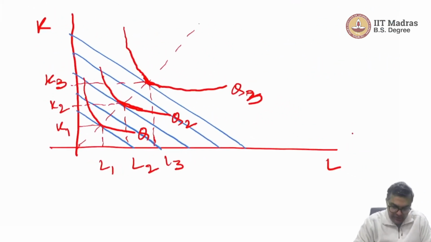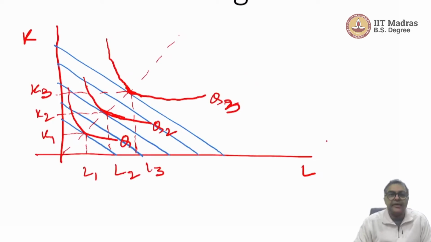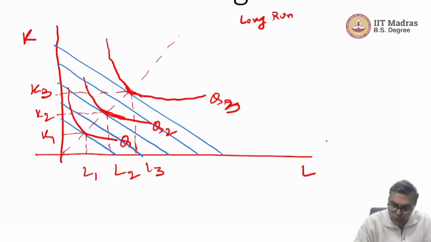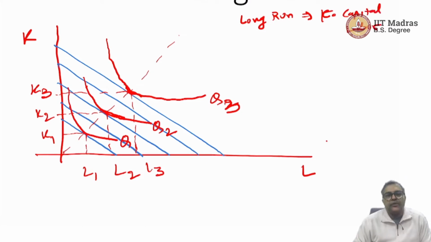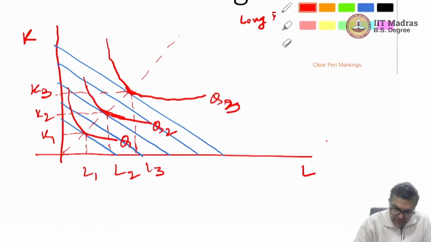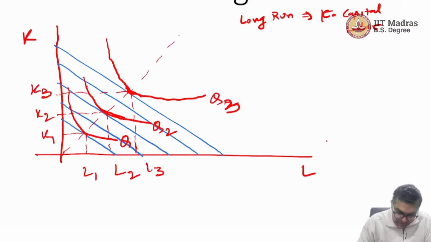Okay, let's make it bigger so that you are able to understand it well. Of course, we are talking about the long run. Why are we talking about the long run? Because we are able to vary both capital and labor. In the short run, we have discussed that we won't be able to vary capital. Then what would be the situation? Let us say the situation is that capital is at the K2 level.